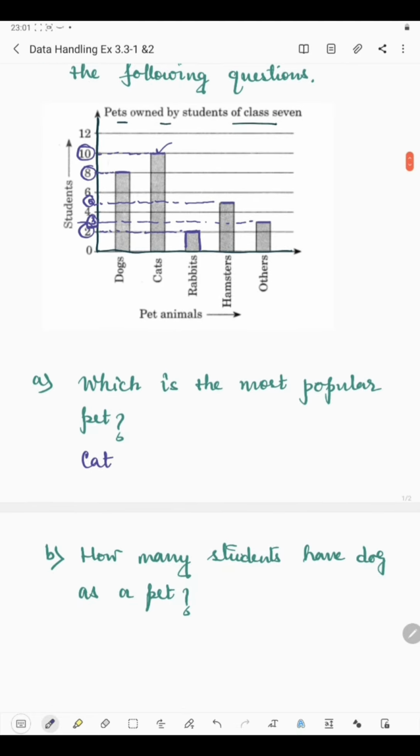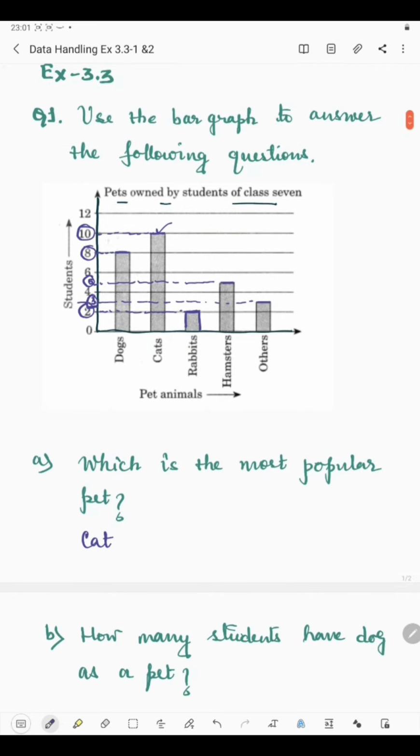Okay. Now coming to part B. In part B we have how many students have dog as a pet. So here we can see that this is the height of the bar which shows dogs. So here it's 8. 8 students have dog as a pet. So we will write dog. Okay. So this way we will have to read the bar graph. So this was all about question number 1.